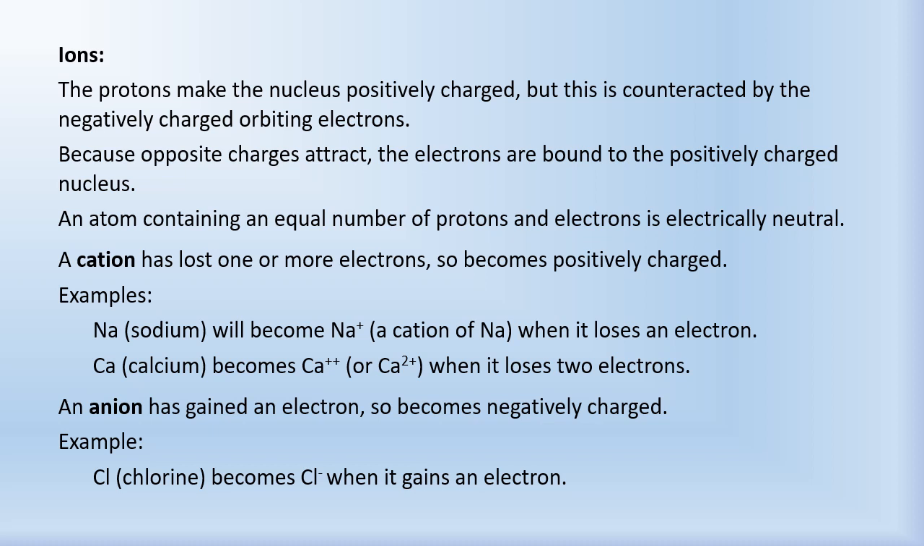Of course, it can't lose a proton, but it can gain an electron to make it more negative. And again, notice the symbol. We've got Cl for chlorine and a little minus to indicate that it's an anion.